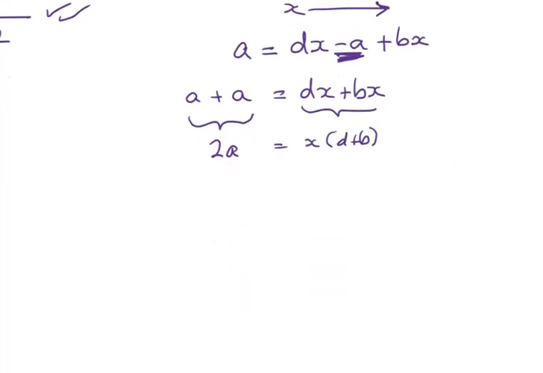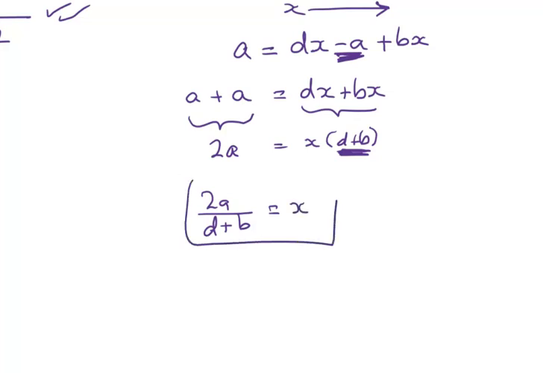The last step is the same as before. I've got x times this number here, d plus b. I'm going to divide both sides by that, and that gives me 2a over d plus b is equal to x. Okay, so that's that question done.